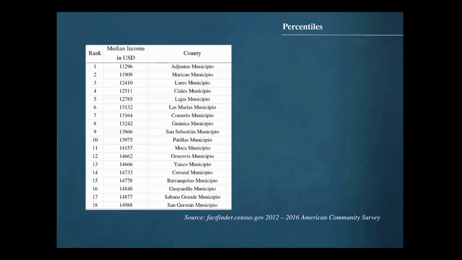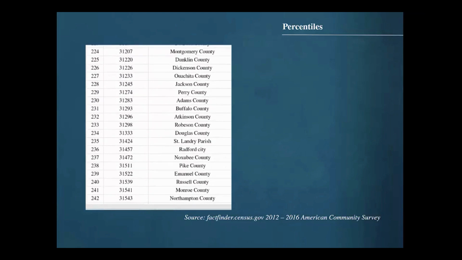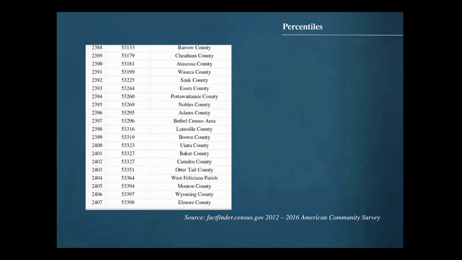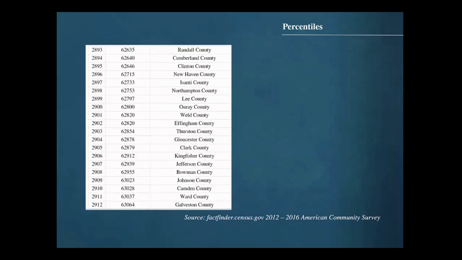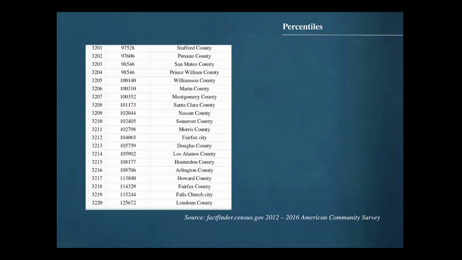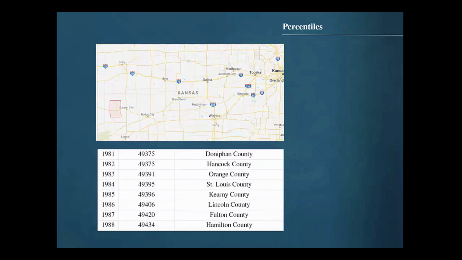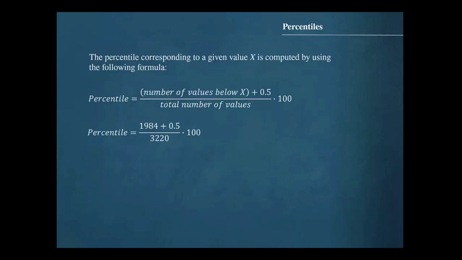These data values represent the median household income for all counties in the United States, including Puerto Rico, according to the 2012 to 2016 American Community Survey. Suppose we wanted to find the percentile ranking for the median household income for Kearney County in the state of Kansas. According to the survey, Kearney County is number 1,985 in the sorted list. So the number of data values below would be 1,984.